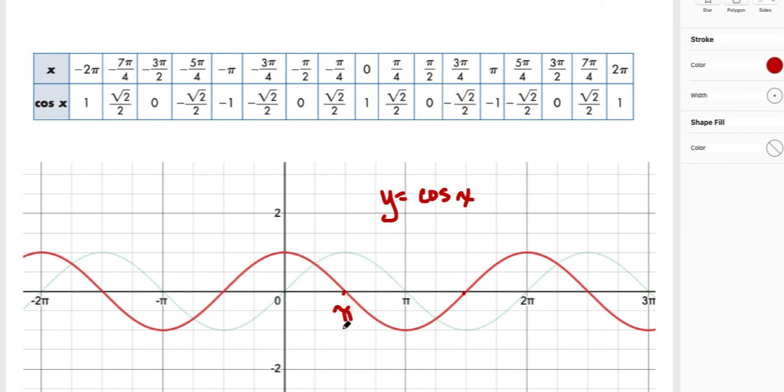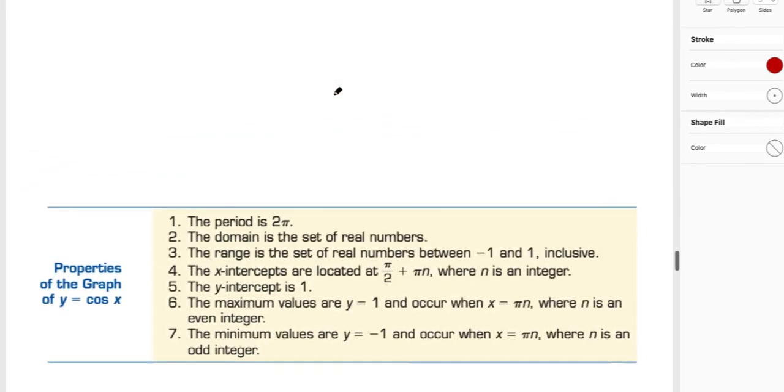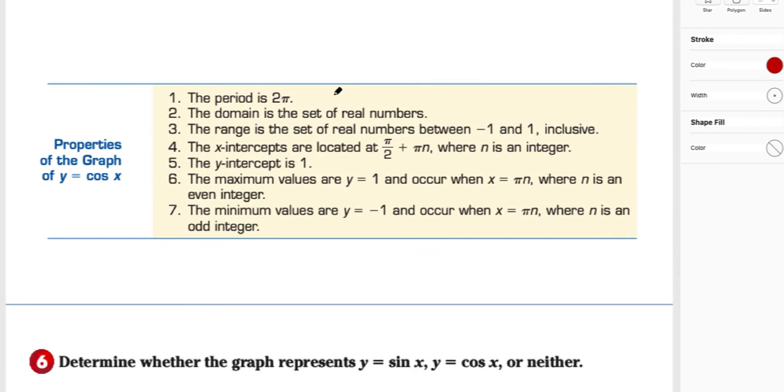This is pi over 2. And this is 2 pi over 2, but this would be 3 pi over 2, and then we can continue on in either direction. So this is what your cosine curve looks like, very similar to your sine curve. And this chart gives us some good information as to where the maximum values hit, where the minimum values are, where the zeros are, and the range, which is the same as the sine function, and so forth.